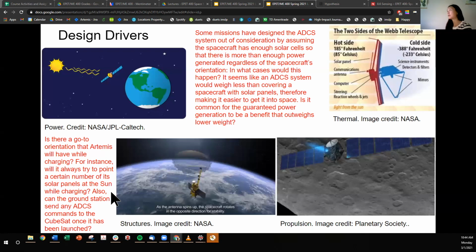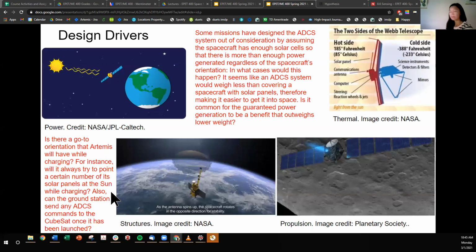I believe with that particular face without solar panels being nadir pointing, we will have two of the solar cell faces facing the sun. Okay. Also, can the ground station send any ADCS commands to the CubeSat once it has been launched? That's yet to be determined. That's up for you to write the flight software and to do the mission operations for.